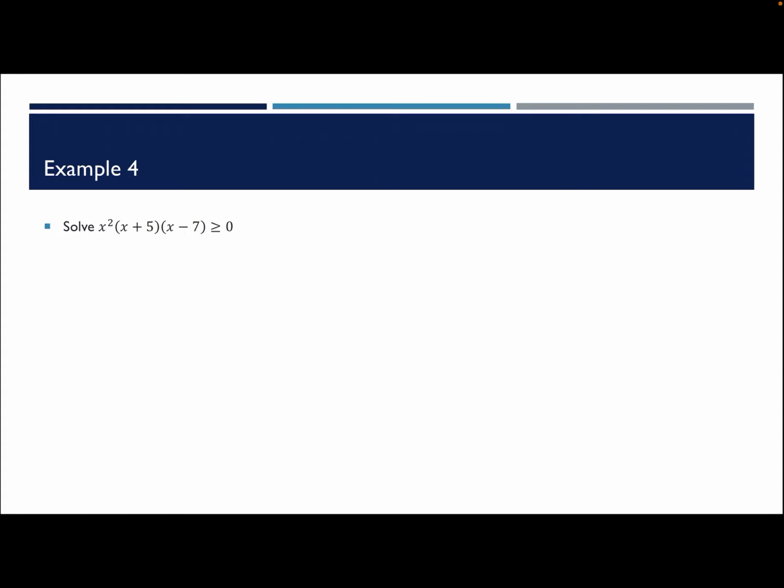And that's it. The next example we want to solve is x squared times x plus 5 times x minus 7 is greater than or equal to 0. Again, this is already factored, so we need to set x squared equal to 0. That's going to mean x equals plus and minus 0. We want to set x plus 5 equal to 0, which means x equals negative 5. And we want to set x minus 7 equal to 0, which means x equals 7. So our boundary values are negative 5, 0, and 7.